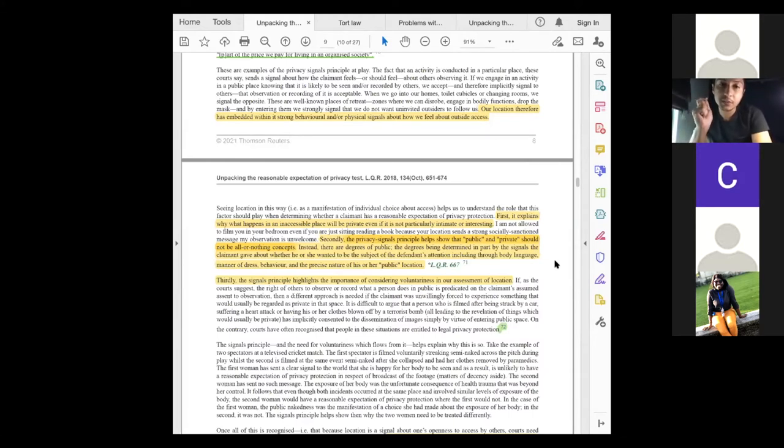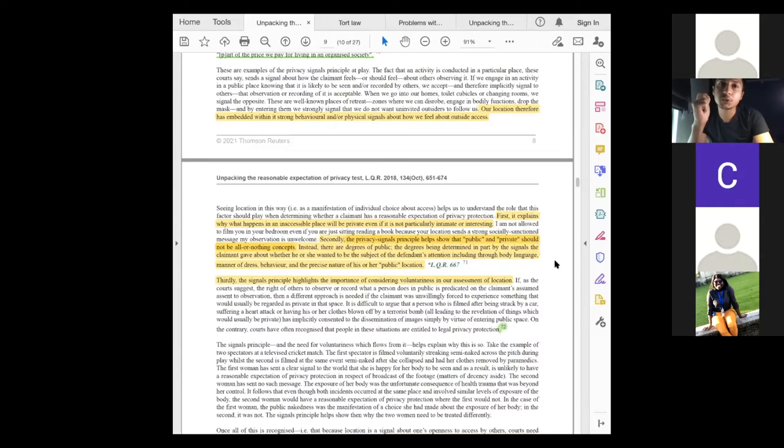The privacy signals principle helps show that public and private should not be all or nothing concepts. Instead, there are degrees of public, the degree being determined in part by the signals the claimant gave about whether he or she wanted to be the subject of the defendant's attention, including through body language, manner of dress, behavior, and the precise nature of his or her public location. The precise nature of his or her public location means that there are certain locations which cannot be considered strictly public or strictly private.